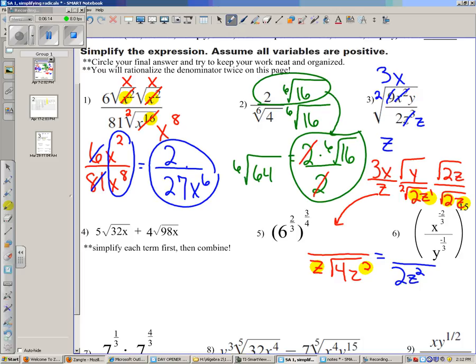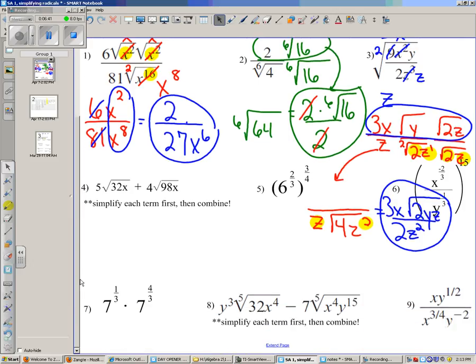As far as the top goes, I'm going to come back up here. What I'm going to do is instead of having two square roots, I'm going to actually just combine them into one. But 3x will stay outside of the square root, and then inside the square root, I will still have the 2, the y, and the z. And this is the final answer for number 3. Okay? All right, in a little bit, I'll be erasing that so I can work on number 6, but I'm going to leave it for now.